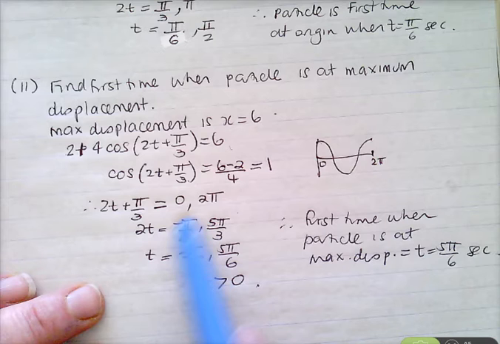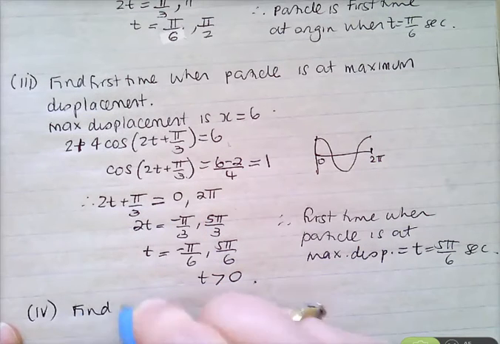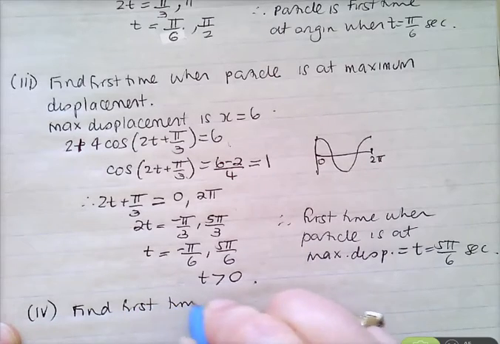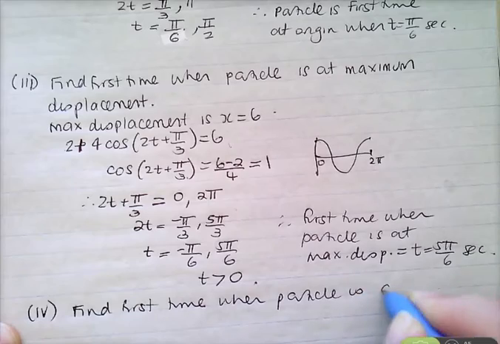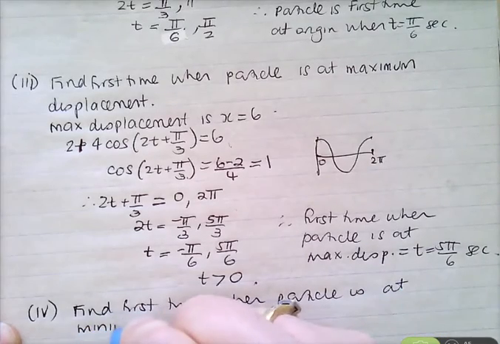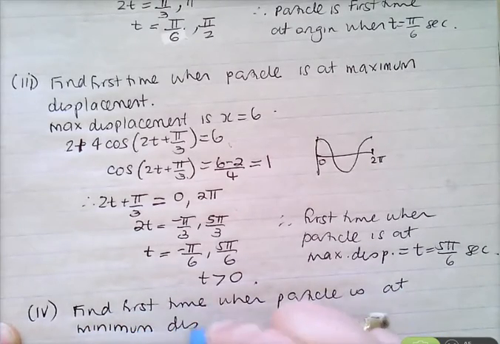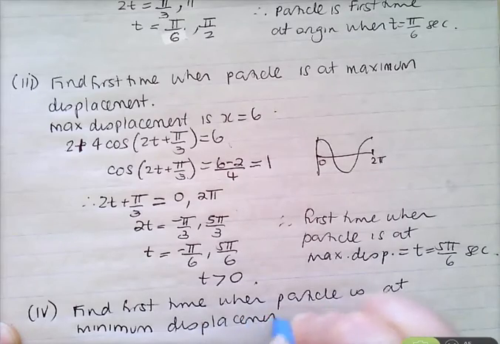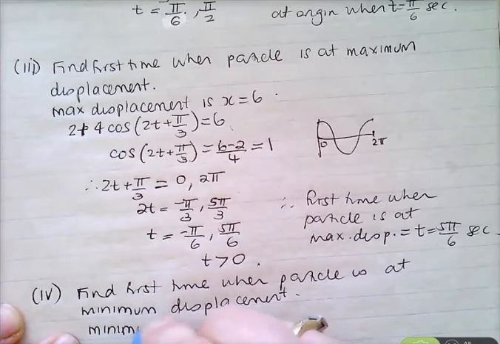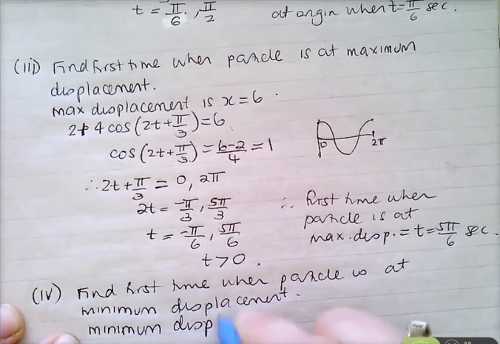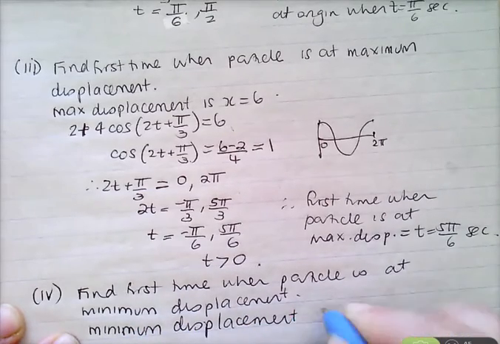Now for part 4, find the first time when the particle is at its minimum displacement. Now, this will be minimum displacement is at x equals -2.